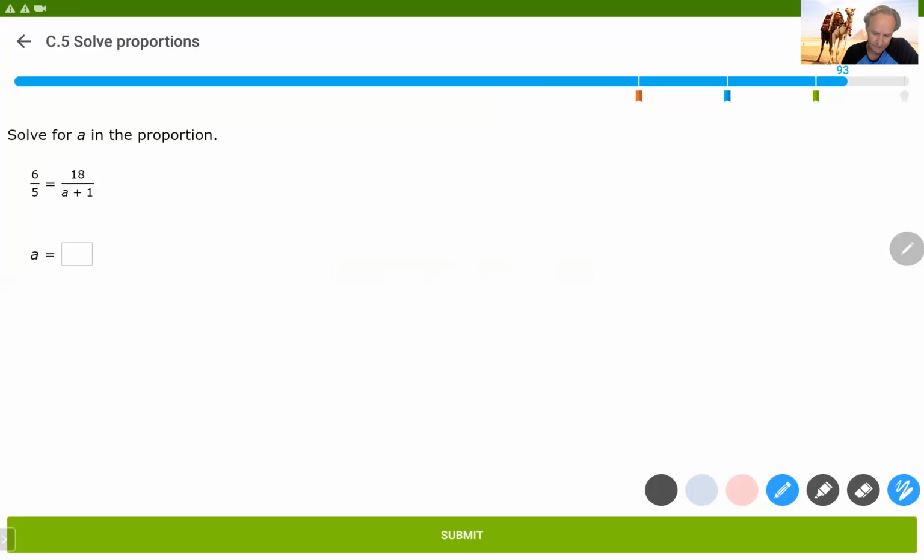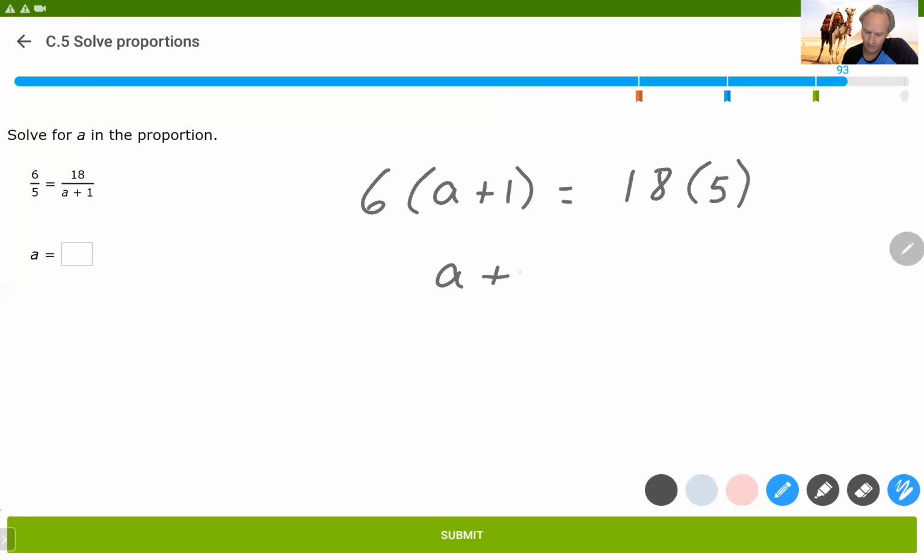Now we've got 6 times a plus 1 is equal to 18 times 5. Dividing by 6 on both sides gives us a plus 1 is equal to 3 times 5. All I did was divide by 6 on both sides. And now I'm going to subtract 1 from both sides. And 15 minus 1 is 14.